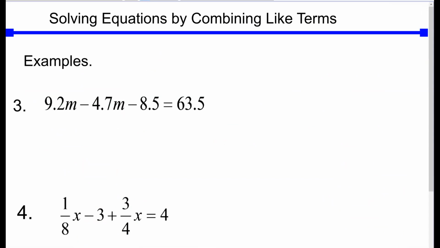All right, so we got a couple more examples here. When you take a look at this one, it looks a little bit different. The reason it does is because we actually have decimal values in this one for number 3. And then we're going to have fractions in number 4. That does not change how we solve these.